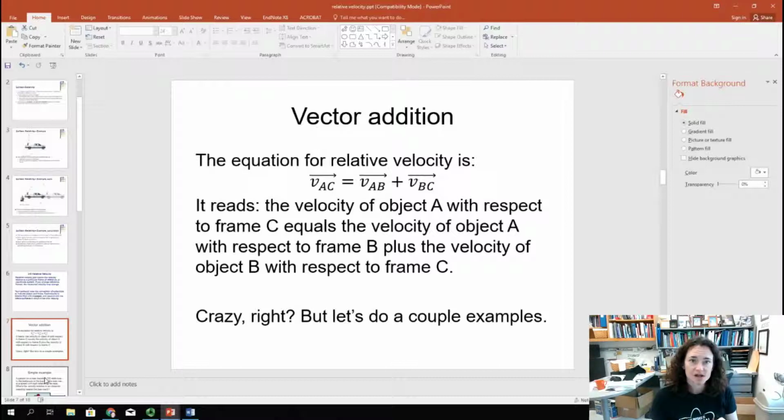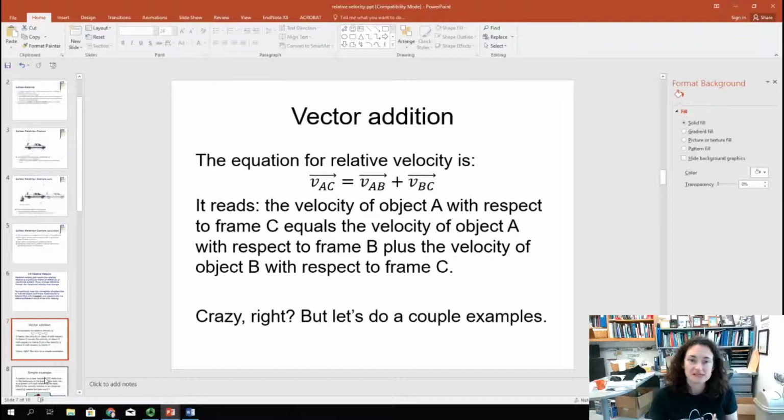And of course the arrow across the top is to show you that it's a vector quantity, so it has a magnitude and its direction. Now, the equation for relative velocity reads this way: V_AC equals V_AB plus V_BC, and those are all vectors. So if you were to say in words what this means, it says the velocity of object A with respect to frame C equals the velocity of object A with respect to frame B plus the velocity of frame or object B with respect to frame C. So that's kind of hard to think about until you start applying it.